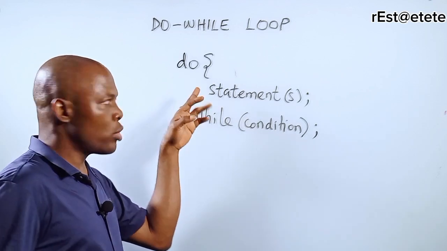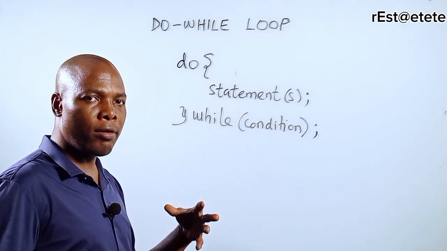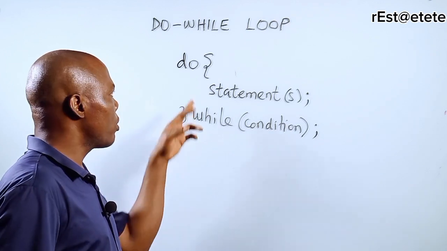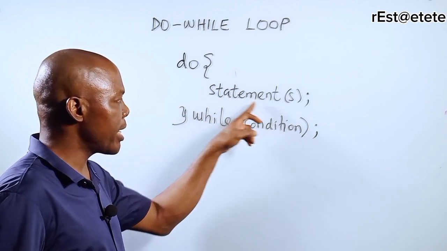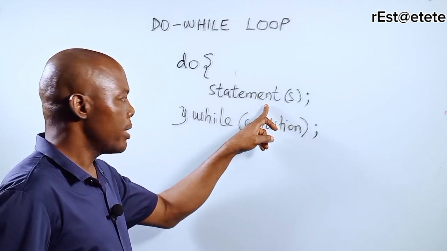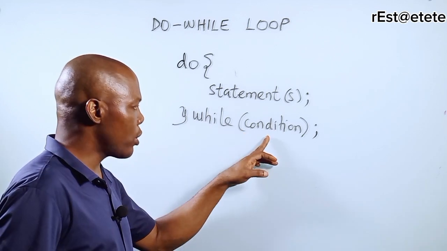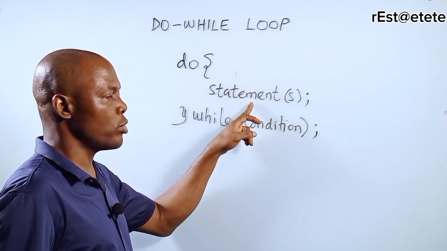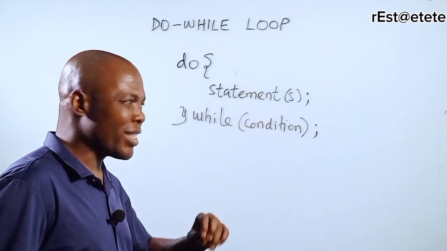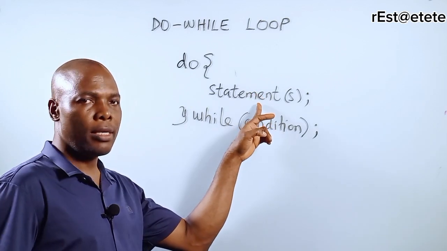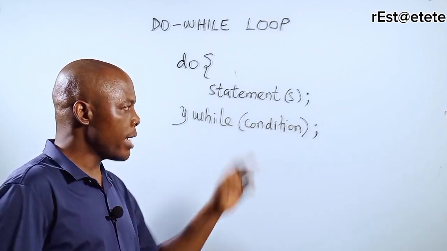Once the program control encounters this do, program control is the messenger of the compiler, right? Once it encounters this do, it will enter this gate and carry out this block of code. Then it will check the condition. This is like a roadblock. If the condition is true, it will come back and continue. But if the condition is false, then it will not repeat it again. But at least once it has executed this block of code, unlike a while loop, right?